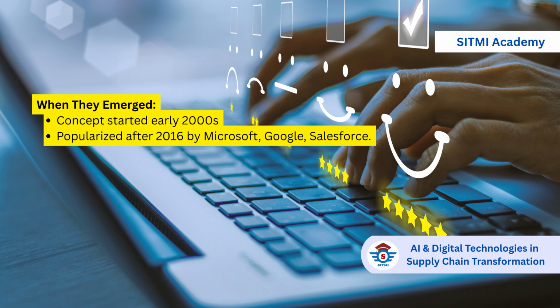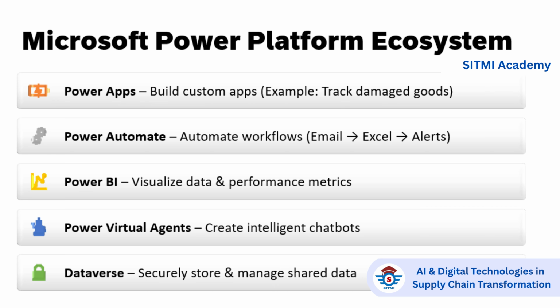Now let's explore some of the most popular Microsoft low-code and no-code platforms available today. Our first platform is Microsoft Power Apps. It allows users to build custom business applications without writing traditional code. You can easily connect to data from Excel, SharePoint, or Dynamics 365 and design simple mobile or web apps. For example, a warehouse manager can quickly build an app to track damaged goods or equipment usage without involving developers.